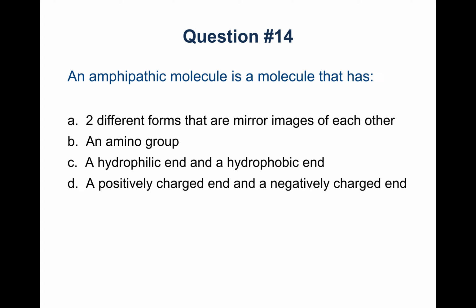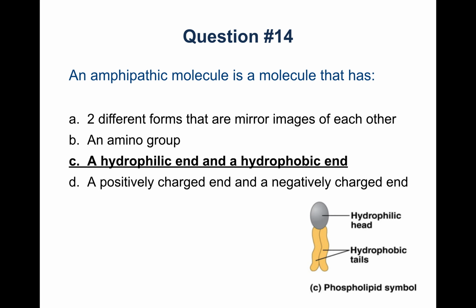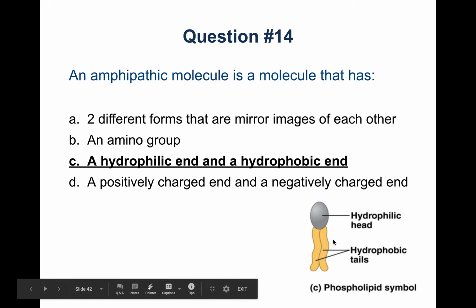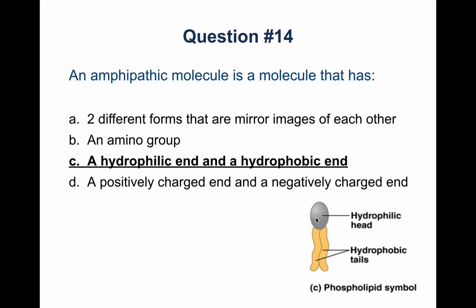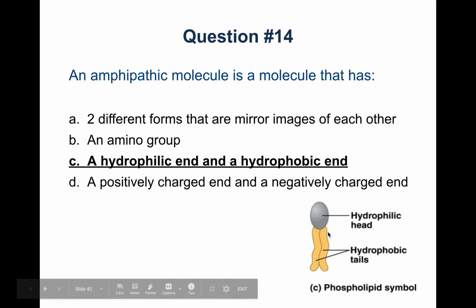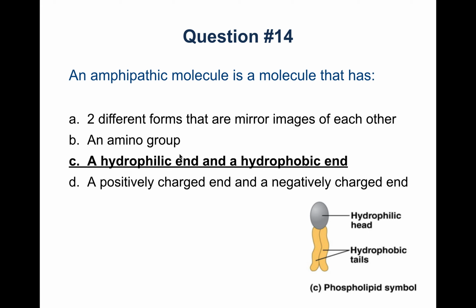All right, question 14. An amphipathic molecule is a molecule that has... this should be pretty easy and straightforward for you guys. Amphipathic molecules have a hydrophilic and hydrophobic part. A really famous example is a phospholipid. The phospholipids that make up all your cell membranes have a hydrophilic head, where the phosphate group is, and also the glycerol backbone. And then they've got the two fatty acid chains coming off, which make up the hydrophobic end. So they have hydrophilic and hydrophobic properties, and that is the definition of an amphipathic molecule.